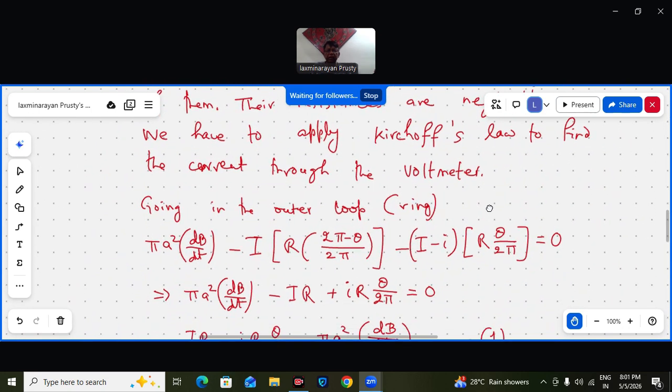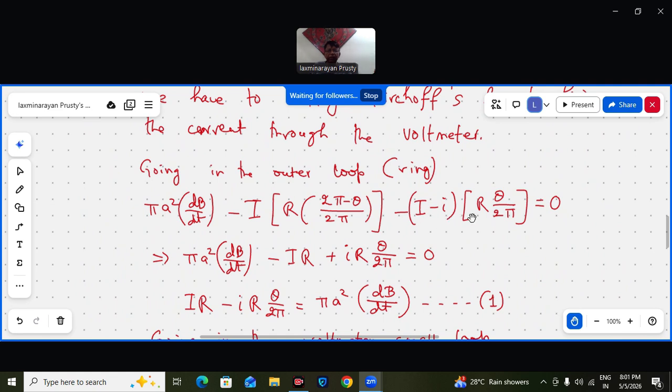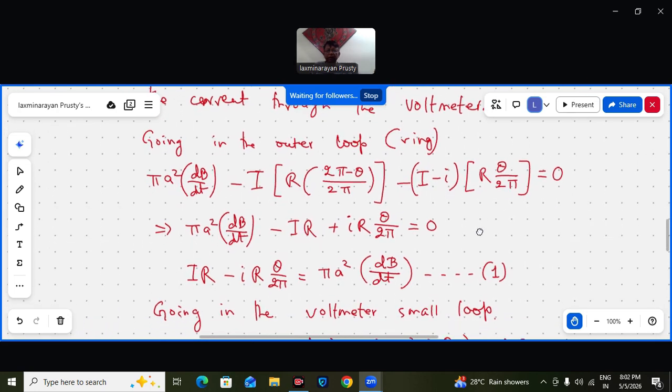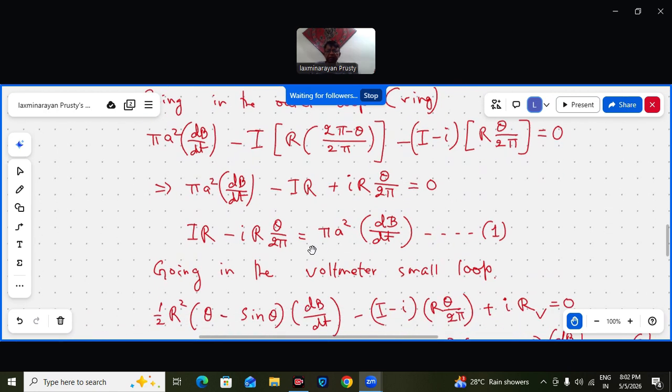Did I write that or not? (I minus i) into theta by 2 pi into capital R. This much IR drop in the smaller PQ, and this much IR drop in the bigger PQ. So this is EMF minus voltage is 0, since I'm back to the same point in a loop. If I rearrange this, I get this equation. From here, I get this equation.